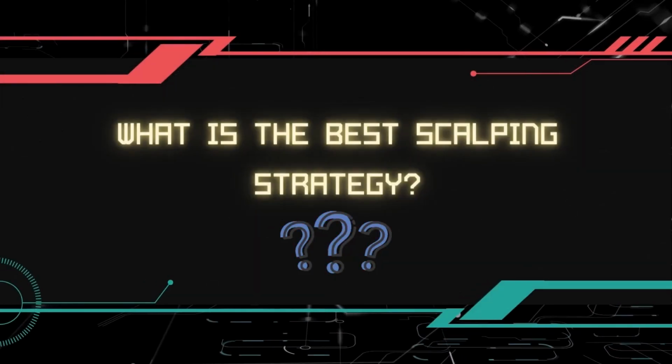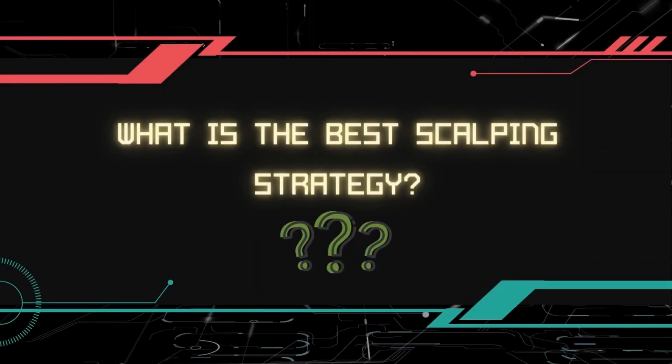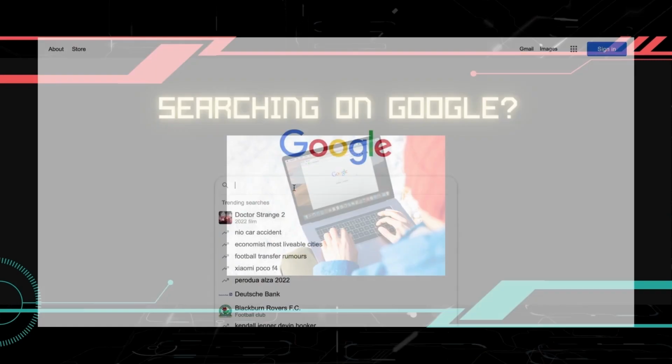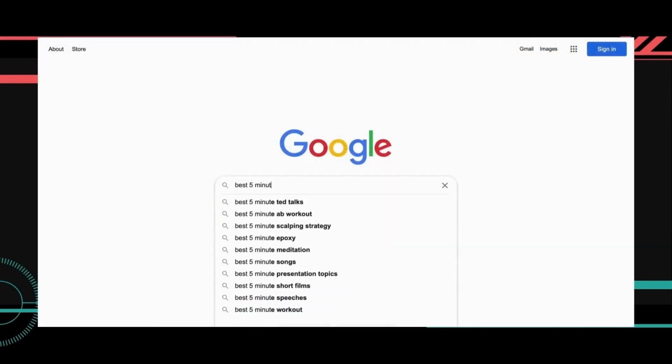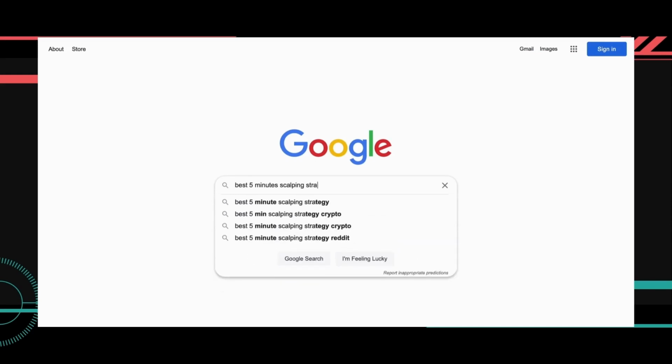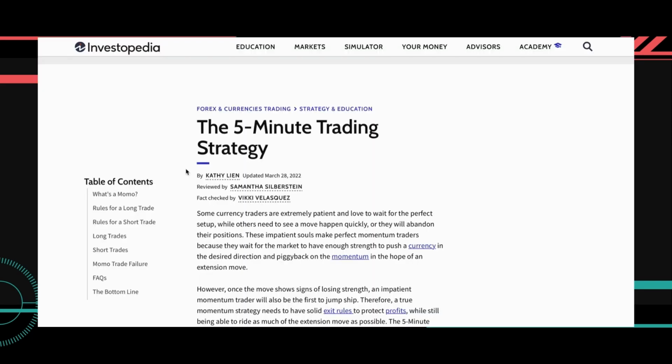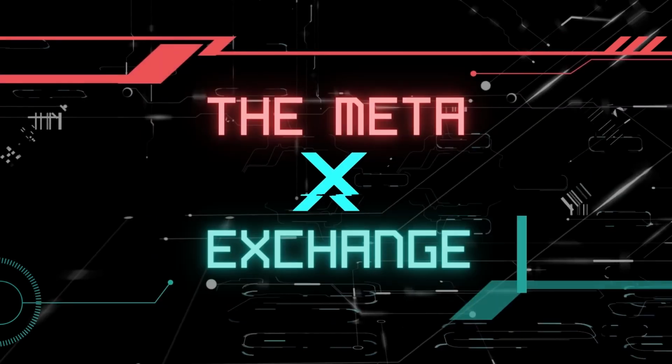Are you interested to find out what is the best scalping strategy? And have you been searching for it on Google? We have tried to do so with the search term, Best 5-Minute Scalping Strategy, and our first result is a strategy posted on Investopedia website. We are intrigued by this strategy, so let's find out how we can use this strategy and further improve it to give us profitable result.